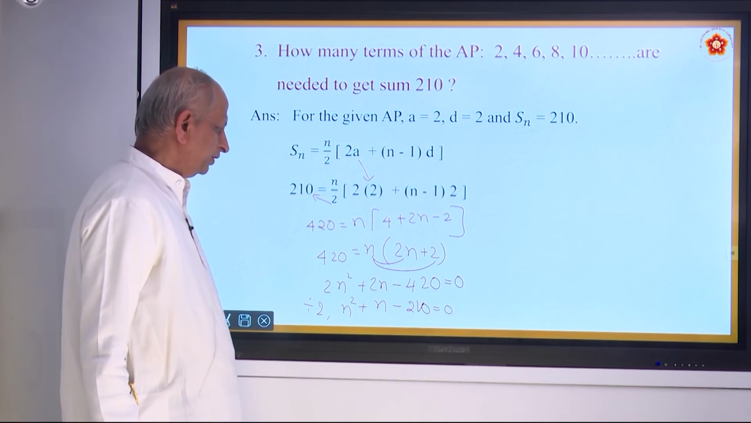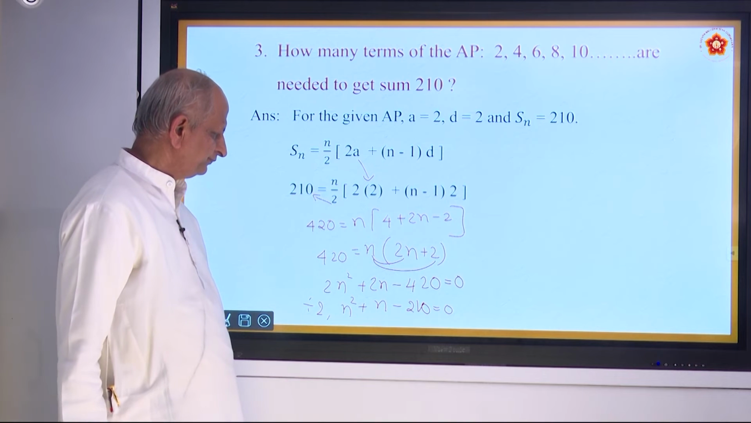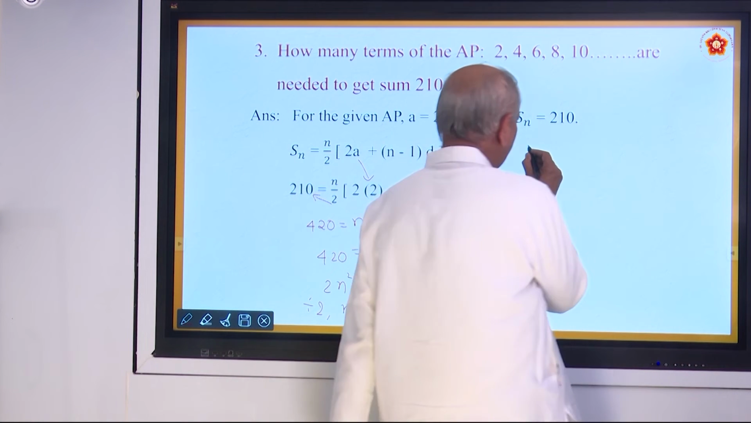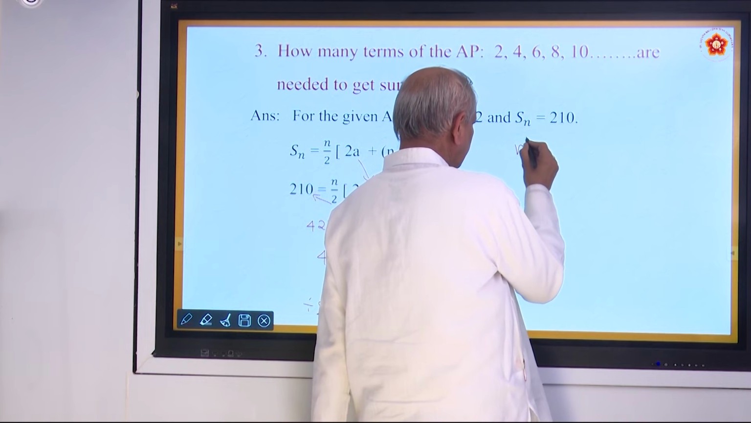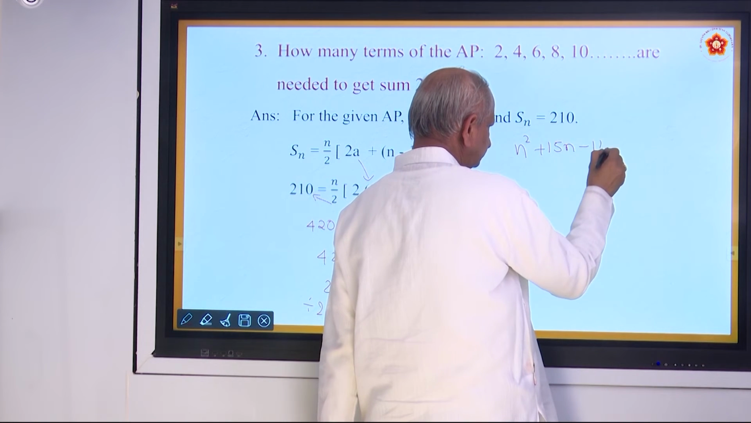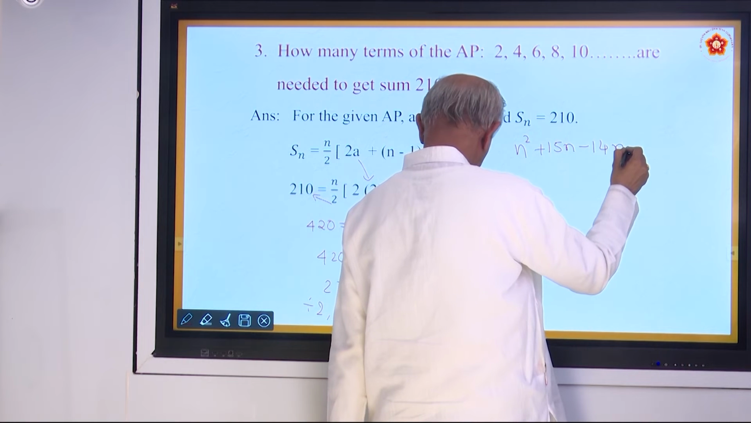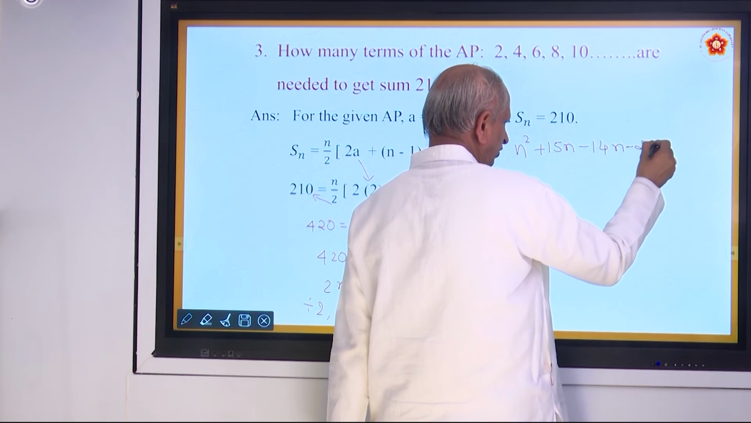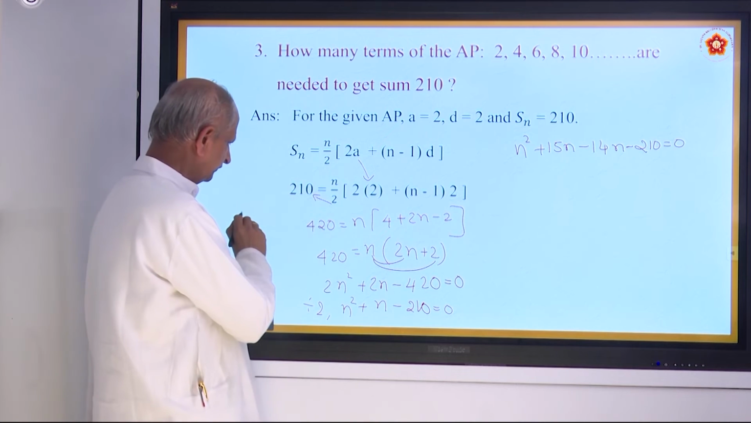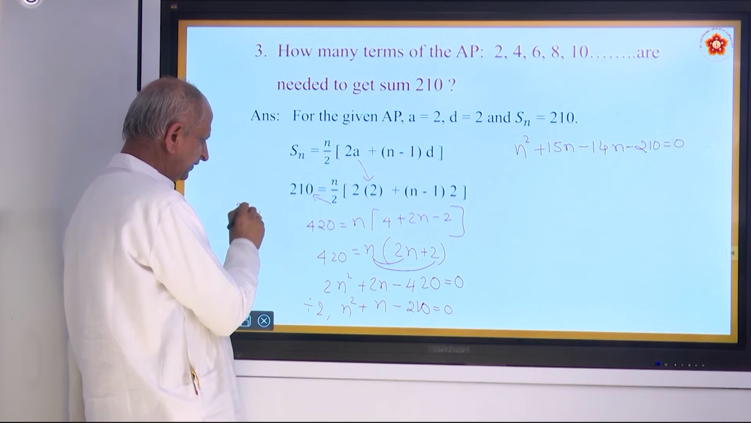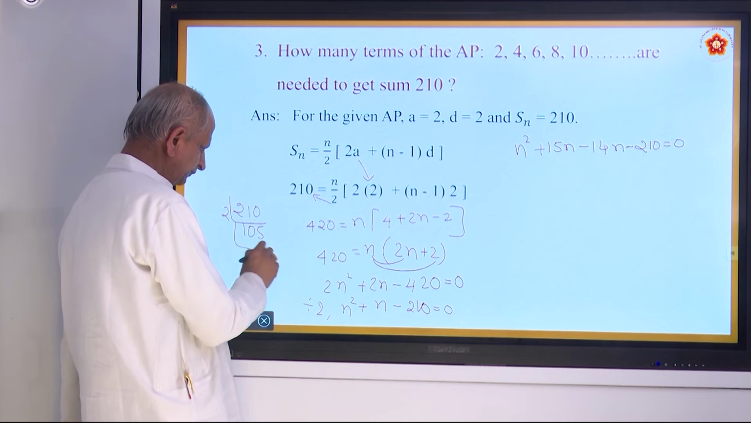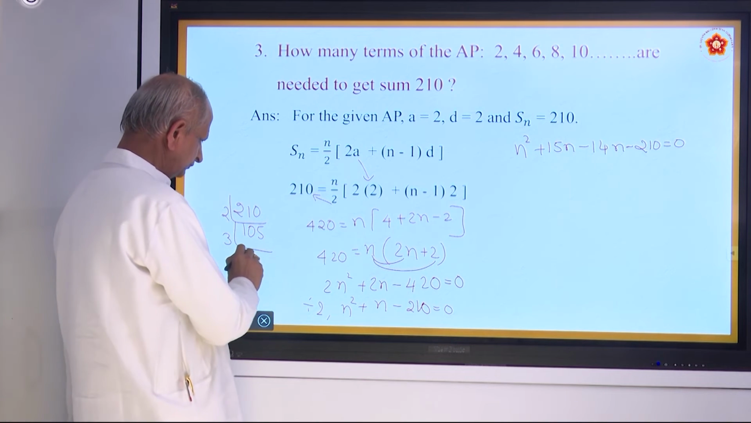Now think of factors of 210. So n square plus 15n minus 14n minus 210 is equal to 0. How do you get 15 and 14? As you know, you have studied in your previous classes, divide this like this.